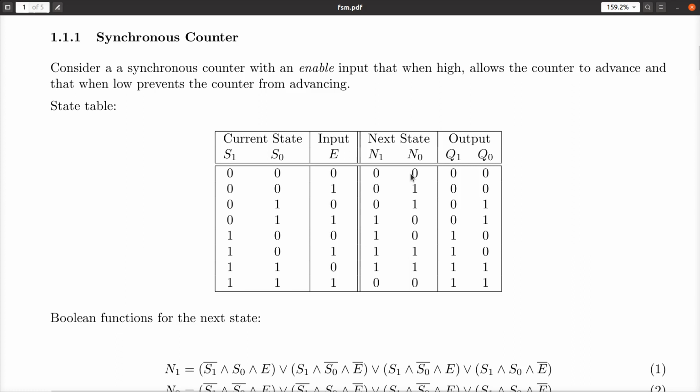We're telling it don't count when the clock ticks because we've disabled it. If the current state is 0, 0 and the counter is enabled, the next state, should the clock tick, should become a 1. All right, so this is kind of like an on-off thingy. Go and tick along, advance your count on the next clock, or don't advance your clock.